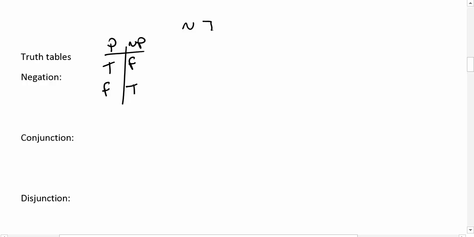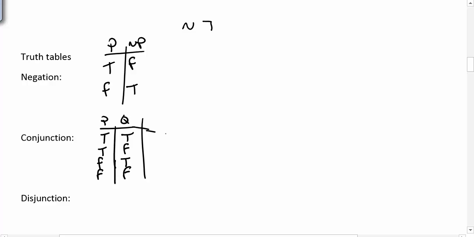Okay, a conjunction. A conjunction is when we link together two statements, so we form a compound statement from two givens. In this case, we have a P and we have a Q. I'm going to make a list of all the possible combinations of P and Q. So both P and Q could be true, P could be true and Q false, P could be false and Q true, and P could be false and Q false.